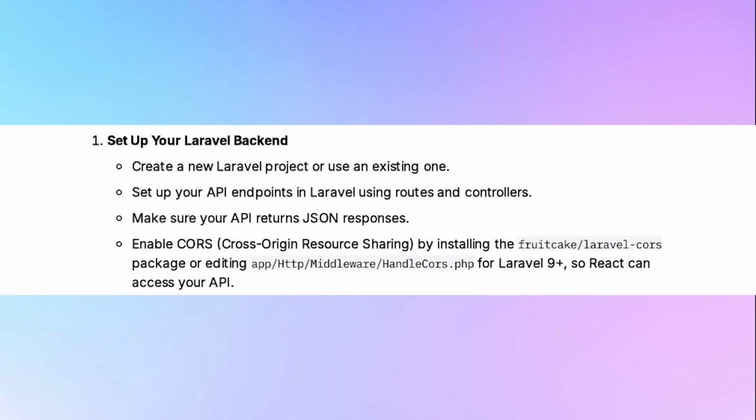Then set up your API endpoints in Laravel using routes and controllers. Make sure that your API returns JSON responses and enable CORS, that is cross-origin resource sharing, by installing the fruitcake/laravel-cors package or editing the app/Http/Middleware/HandleCors.php for Laravel 9+, so React can access your API.